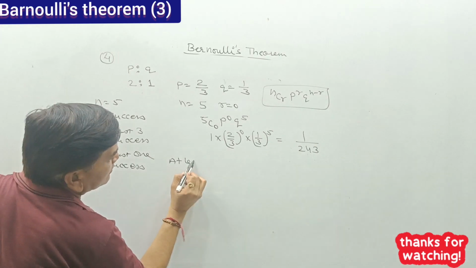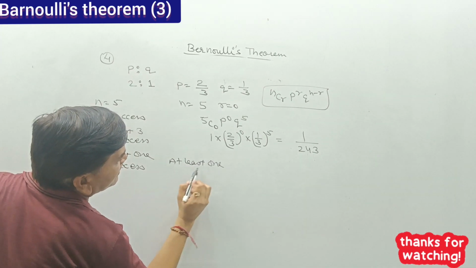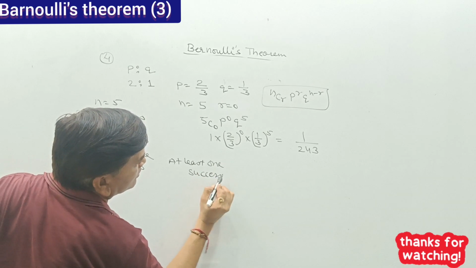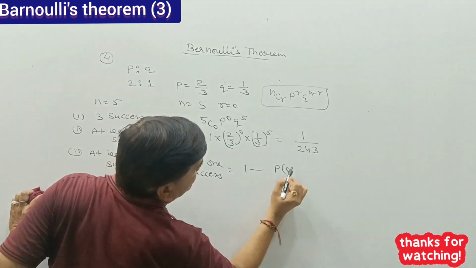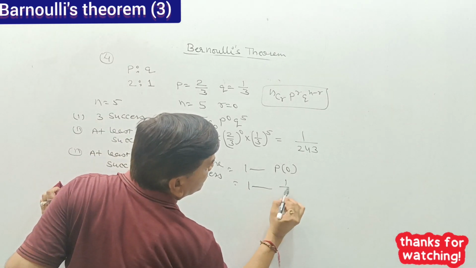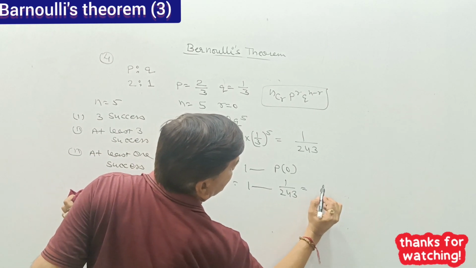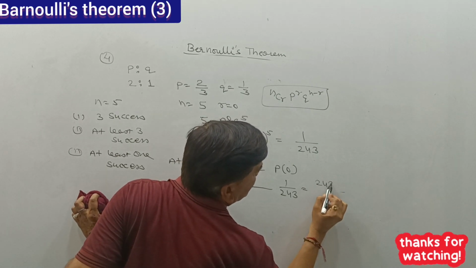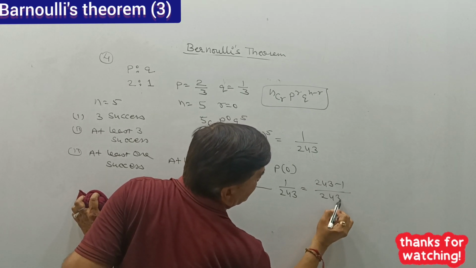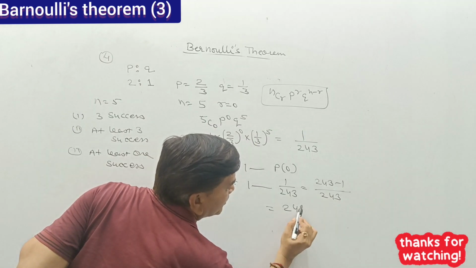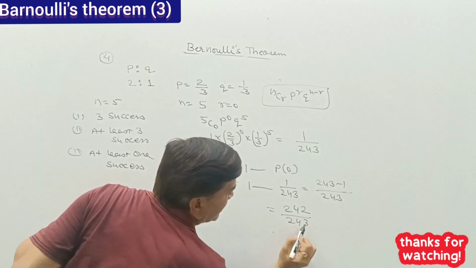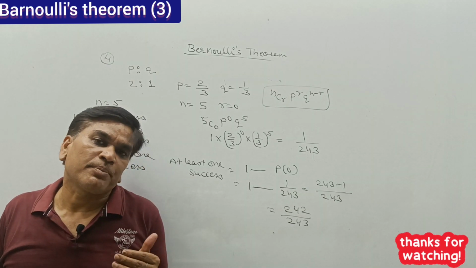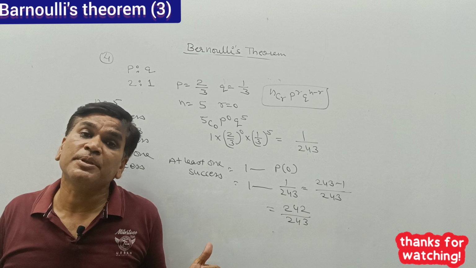At least one success is 1 minus the probability of 0 successes. So 1 minus 1 upon 243, that is 242 divided by 243. So the answer will be 242 divided by 243. So in this manner, you can solve questions using the Bernoulli theorem.